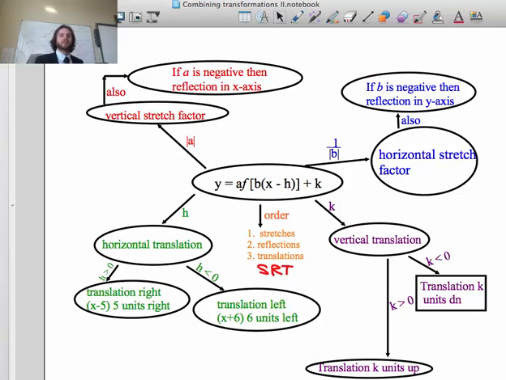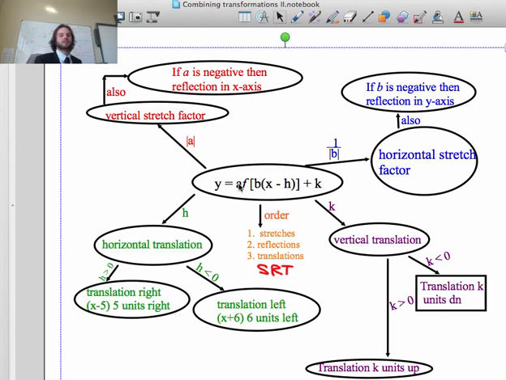So to start off here today, we're just going to look at what each variable does when it comes to transformation of a function or the transformation of a graph. So right here, the absolute value of a, meaning it can't be negative, is the a right there. It's a vertical stretch. Also, if a is negative, then it's a reflection in the x-axis. Okay, so let's take a look at the next one.